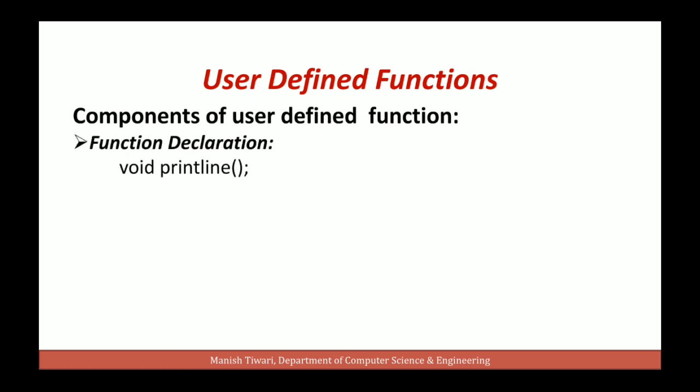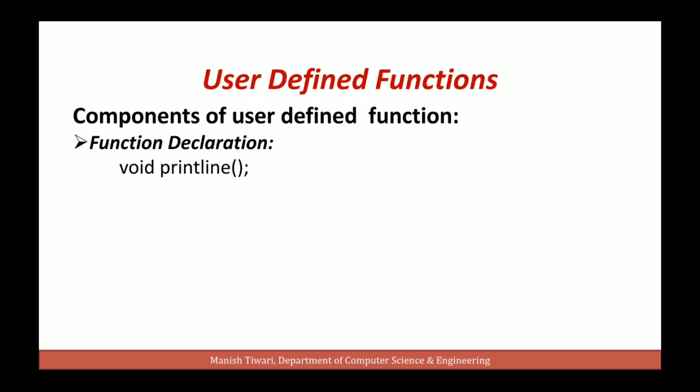So declaration means we will tell the compiler the name of a function, the input parameters of a function, and the output of the function. So declaration tells the compiler what the name of the function is, the types of input it will take, and the type of output it will provide.